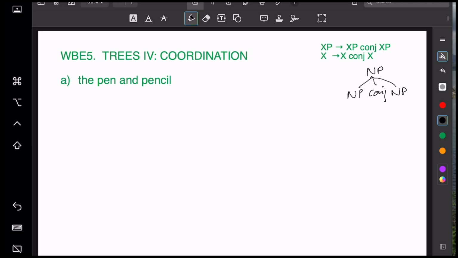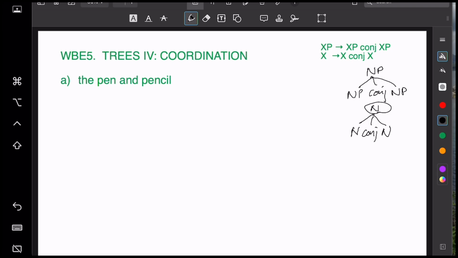The second rule does the same thing with heads. So we can take two nouns and conjoin them together into a new noun. And that's what we're going to be doing in this exercise. So let's start with a relatively simple example.